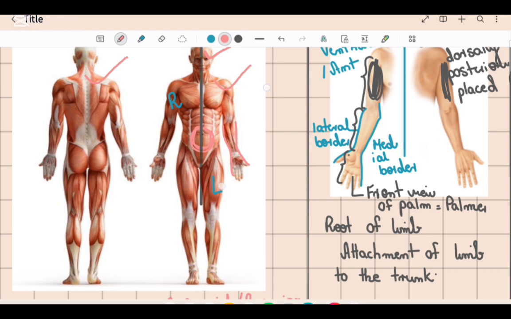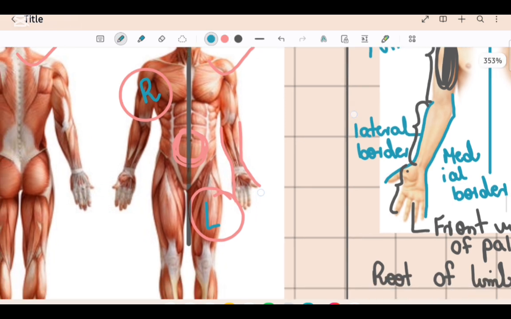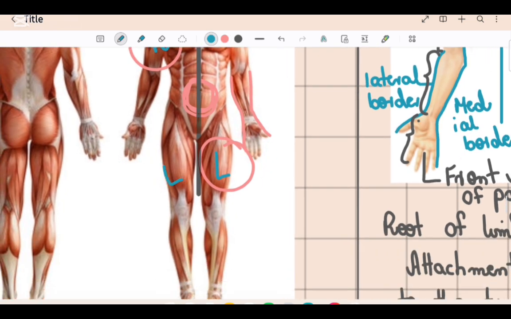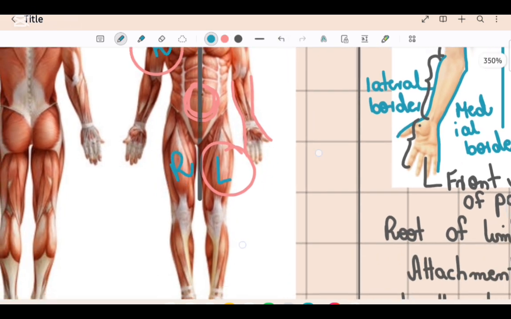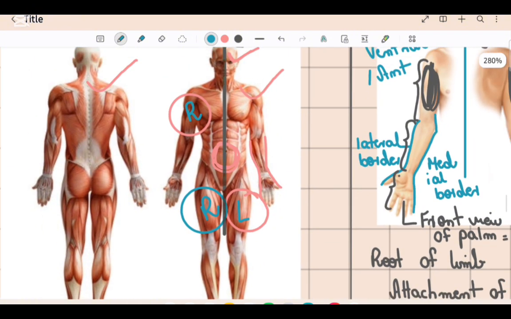Now, the last thing about this is that contralateral parts are basically the parts which are present on the opposite sides of the body, that is your right upper limb and your left lower limb. You can say these are the contralateral parts, and the ipsilateral parts are basically the parts of your body that are present on the same side, when you're talking about the right upper limb and the right lower limb. So these are called the ipsilateral parts.